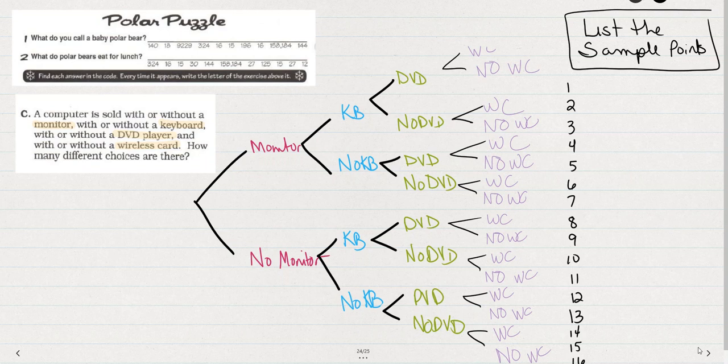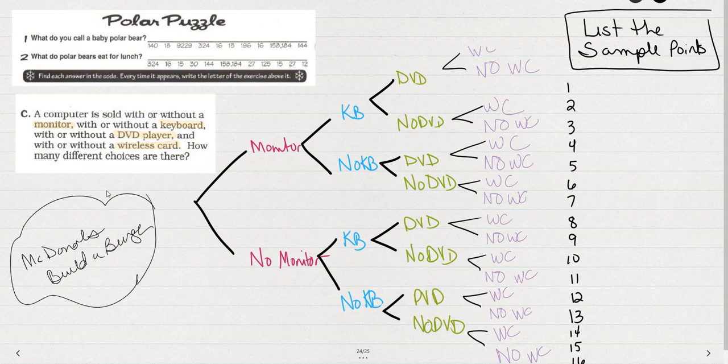And this is going to be similar to another activity we're going to see in the future called the McDonald's Have It Your Way, Build a Burger. In the future, we're going to come to this activity, Build Your Own Burger at McDonald's, and it's going to be similar to this. And here's why it's similar.